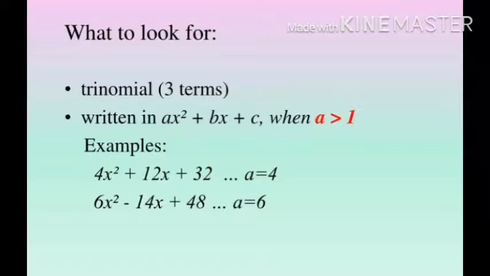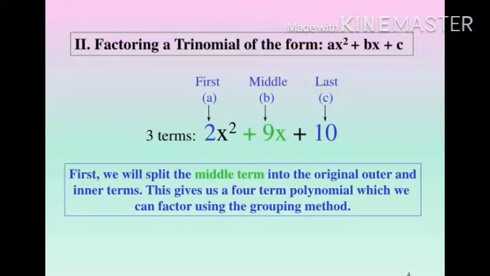What to look for? Trinomial, three terms written as ax square plus bx plus c, where a is greater than 1 or a is not equal to 0. In the given examples, 4x square plus 12x plus 32, in this a is equal to 4, and the second is 6x square minus 14x plus 48, in this a is equal to 6. Now let us see how we do the middle term split.